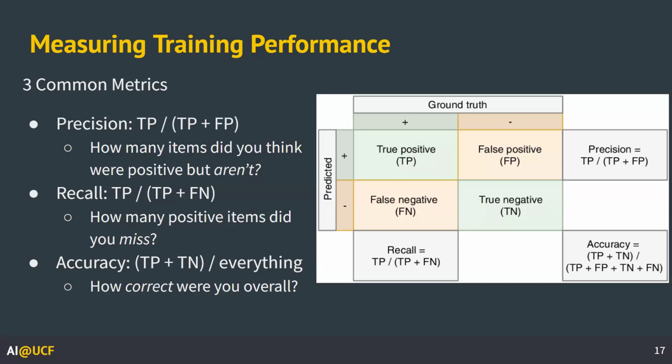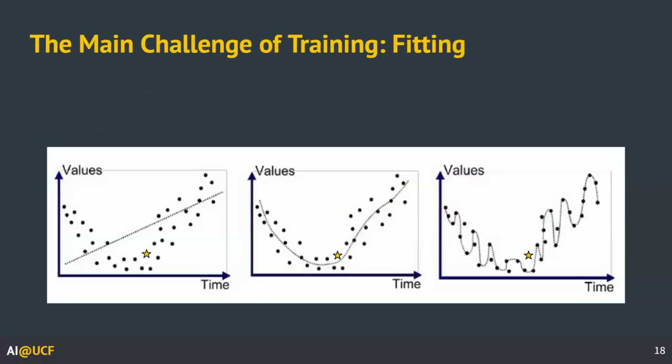So this is commonly how models are measured, but there are many other metrics out there. There's R-squared, there's specificity, and various other things. There are many different ways of measuring performance, but these are the most common techniques. And the biggest thing that we use these metrics for is to understand the biggest challenge in model training: fitting.